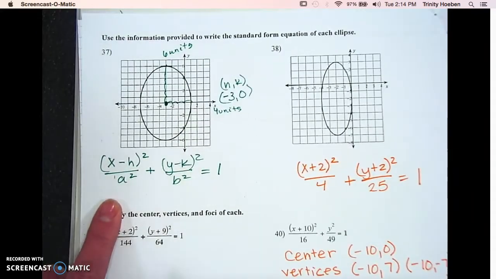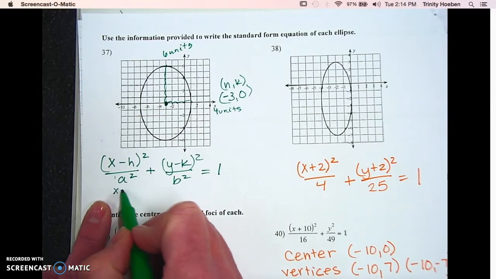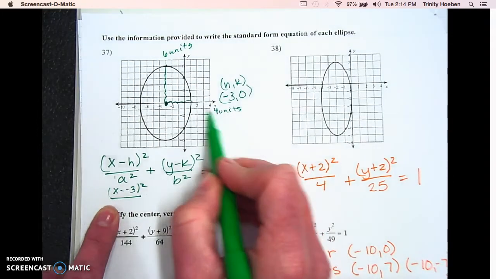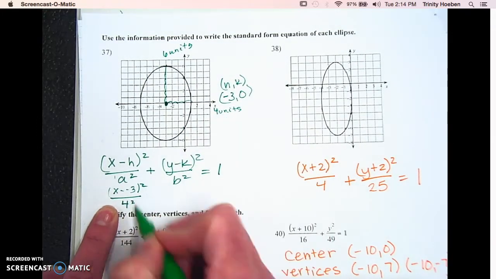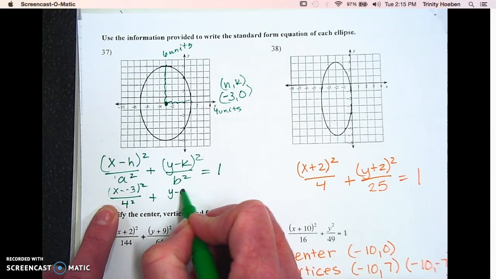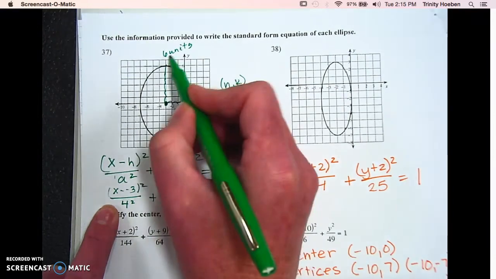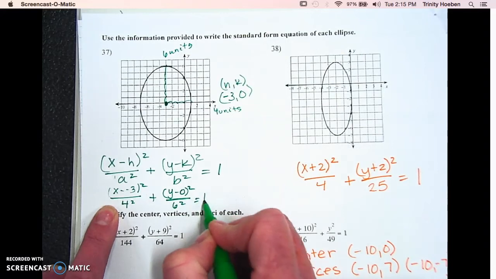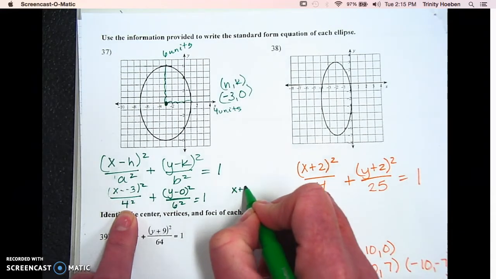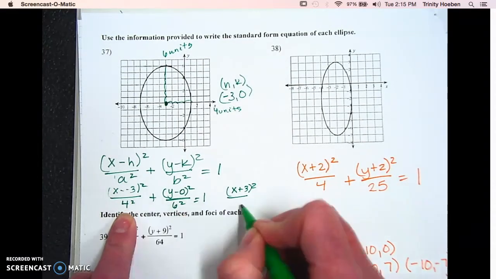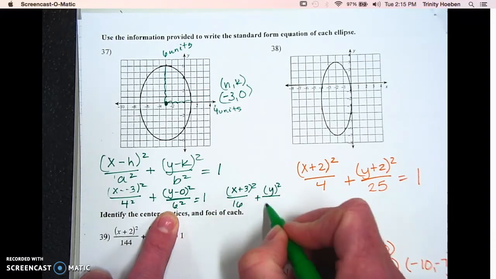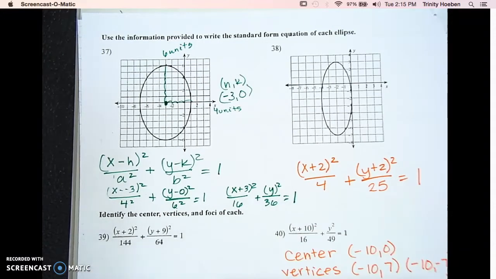So when you go to plug in that information, you're going to have x minus -3 squared over this distance right here, which is 4, and then square it. And then since your k is 0, you're just going to say y minus 0 squared over the units this direction, so 6 squared, equals 1. To simplify that, when you have minus minus, it's going to become plus, so (x plus 3) quantity squared over 4 squared, which is 16. y minus 0 is just y, so y squared over 6 squared, which is 36, all equals 1.